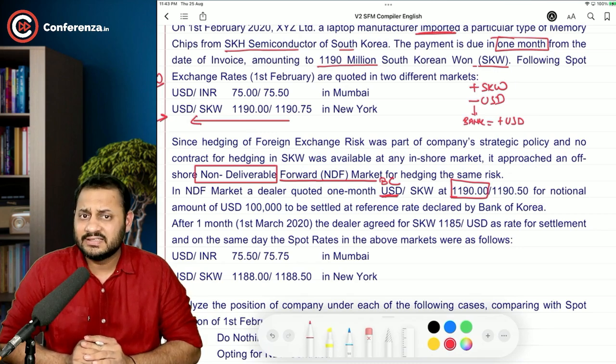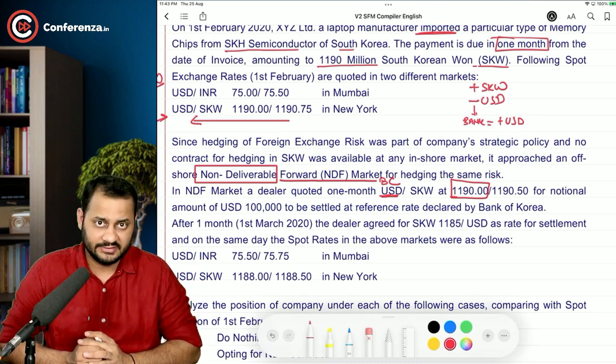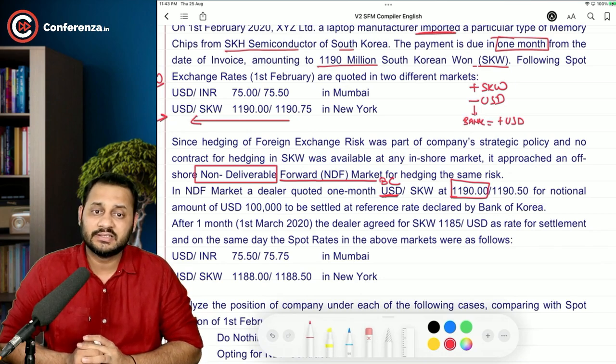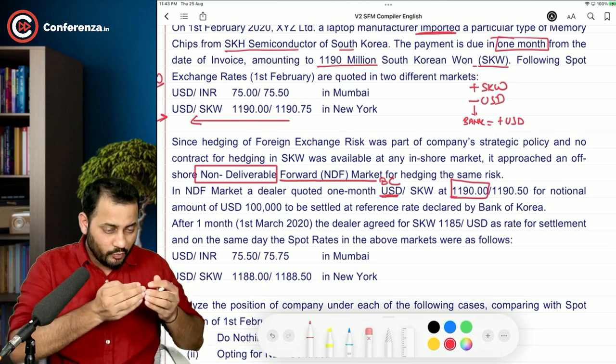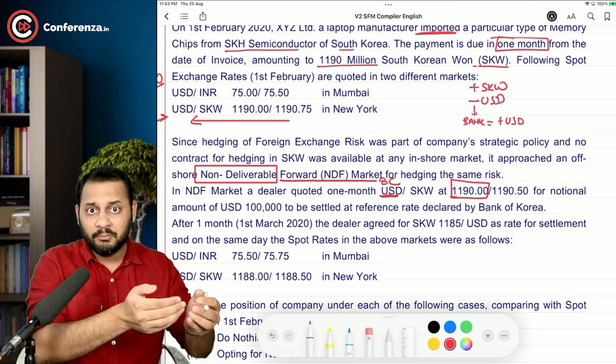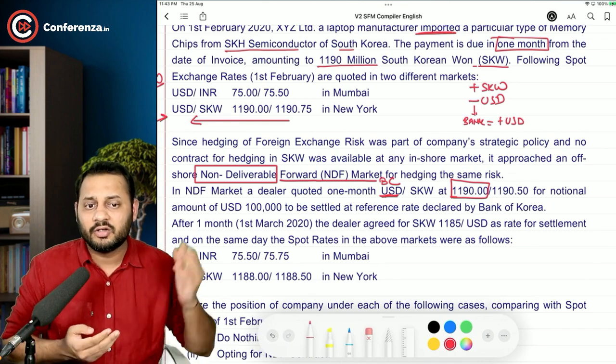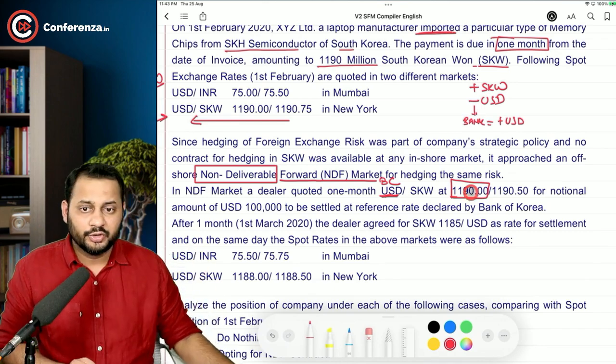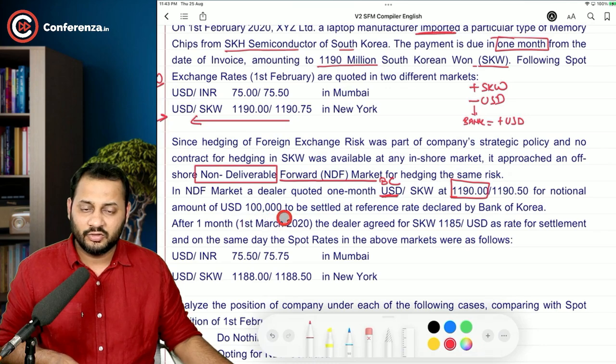Because I can clearly see that USD is the base currency, I will have to decide in terms of US dollar. I want to buy SKW, sell US dollar. The bank will buy US dollar at a bid rate of 1190, for a notional amount of USD 1 lakh to be settled at a reference rate declared by the Bank of Korea. This has to be settled because of non-delivery.